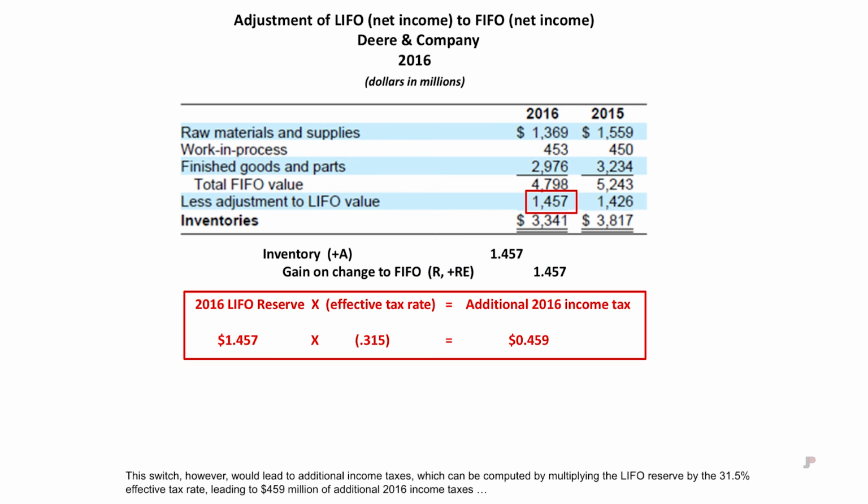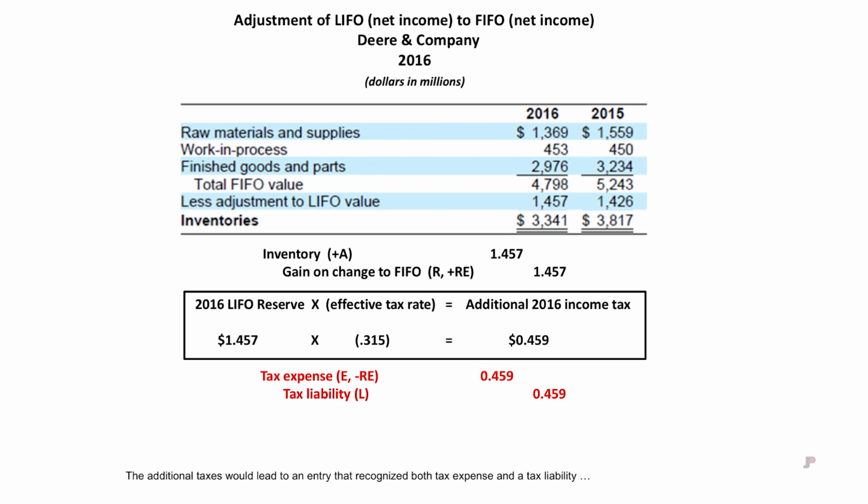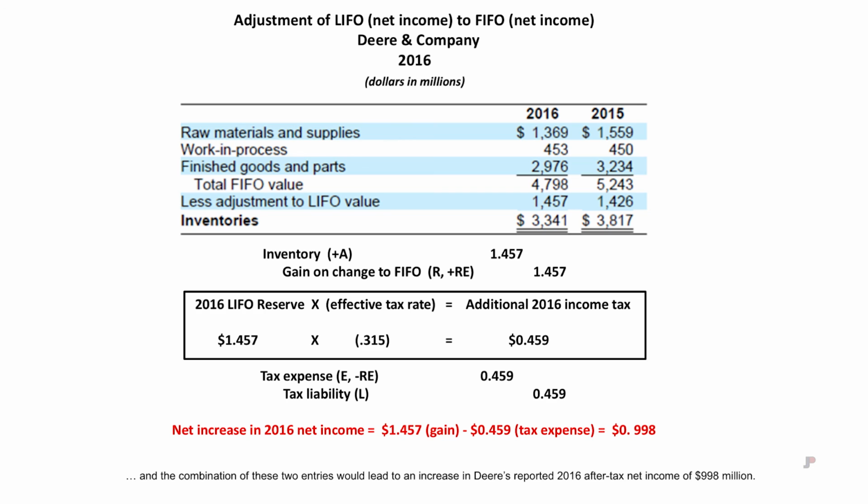This switch, however, would lead to additional income taxes, which can be computed by multiplying the LIFO reserve by the 31.5% effective tax rate, leading to $459 million of additional 2016 income taxes, providing one reason at least why companies like Deere might not be too keen on switching to FIFO. The additional taxes would lead to an entry that recognized both tax expense and tax liability. And the combination of these two entries would lead to an increase in Deere's reported 2016 after-tax net income of $998 million.